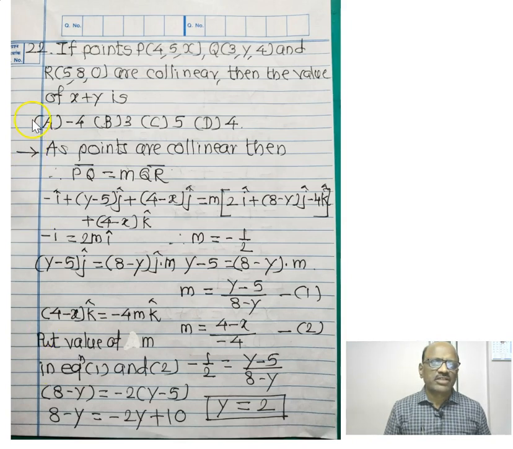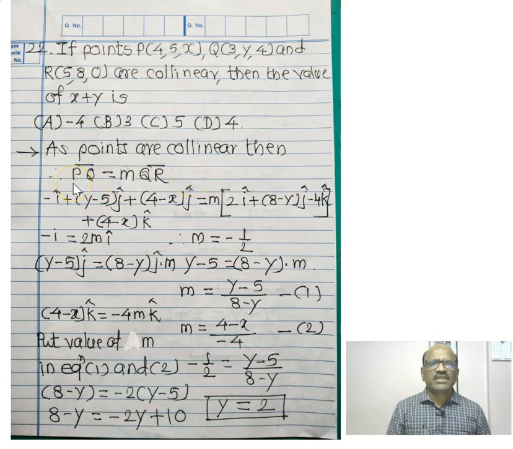Now question number 22. If the points P (4, 5, x cube), Q (3, y, 4) and R (5, 8, 0) are collinear, then the value of x plus y is? The points are collinear. That is, we can write that one vector can be expressed as a scalar multiple of the other. That is, here PQ bar is equal to m times QR bar.